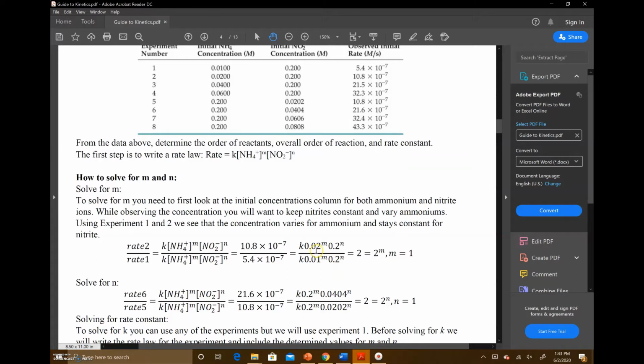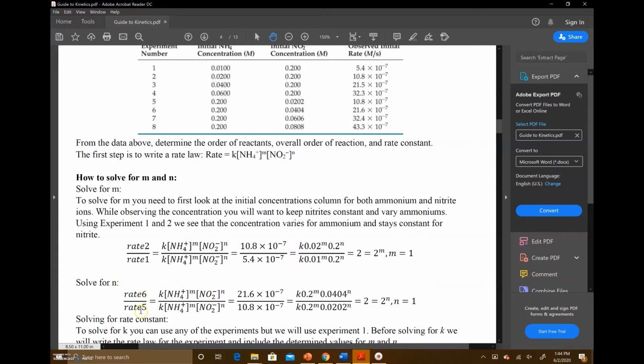And that leaves you with the 0.02 divided by 0.01, which gives you 2 to the n power. Then divide out the rate, and that gives you 2. So 2 is equal to 2 to the n power. Well, what exponent fits in there? 2 to what power gives you 2? 2 to the first power gives you 2. So m is equal to 1 here. So it's first order, and that's what we were talking about in that first slide of the PowerPoint with that table. And we look at the next set for solving for n.